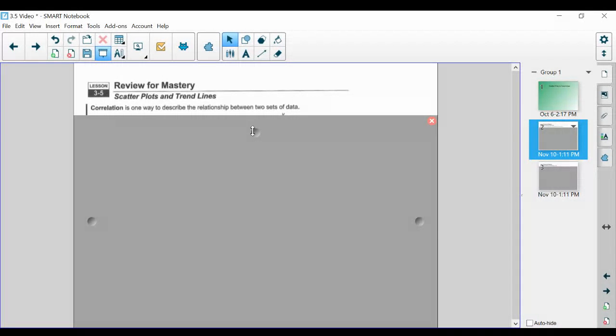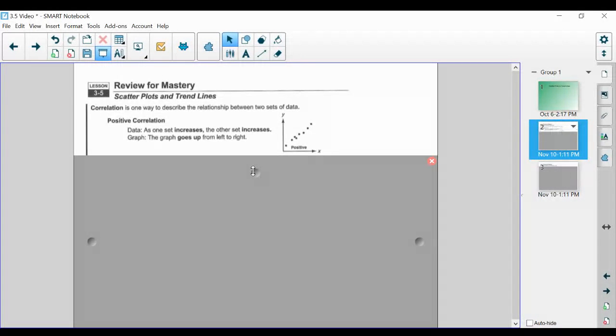So there's three different types of correlation. The first one is called a positive correlation. And what that means is as one set of data increases, the other set is going to increase. The graph seems like it goes up from left to right. So it starts a little bit lower on the bottom left, but it keeps going up and up and up to the upper right-hand side. That's a positive correlation.